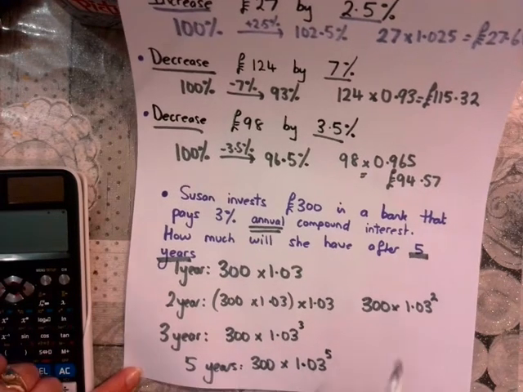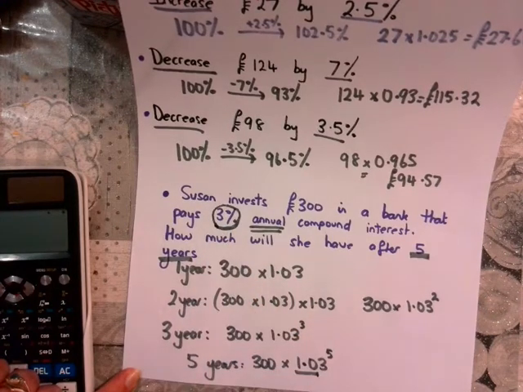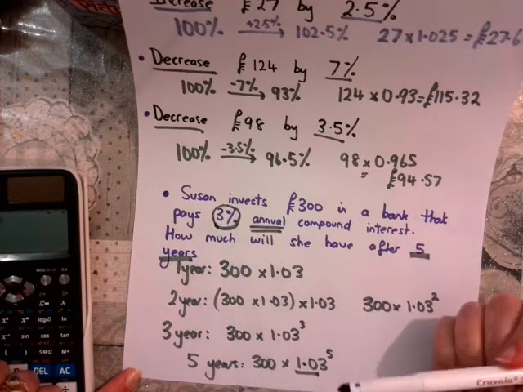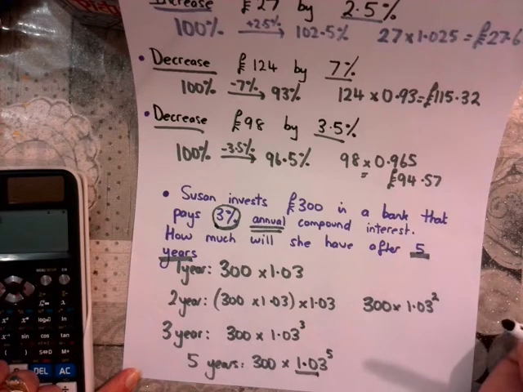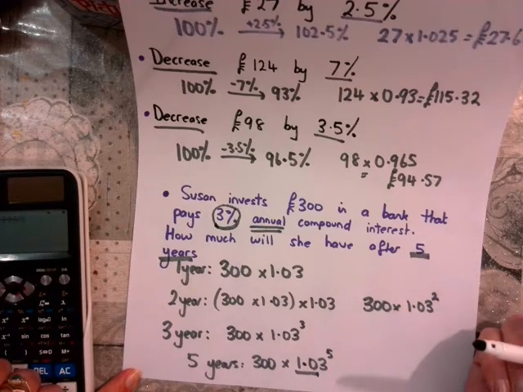So your multiplier is just looking at that interest, adding it onto 100 and dividing it by 100. Obviously, if it's a decrease question, you'd have to take it off. And then the power is just the number of years or the number of days, depending on what the question is asking you. But that's always what that power there is going to be.